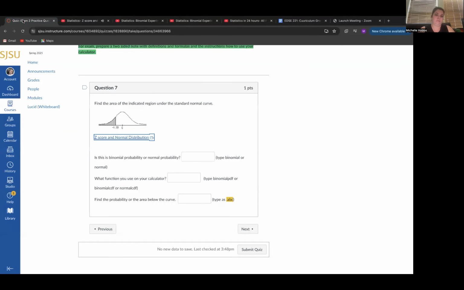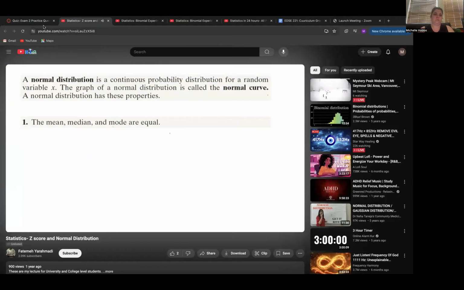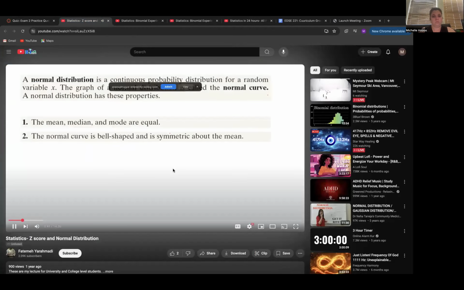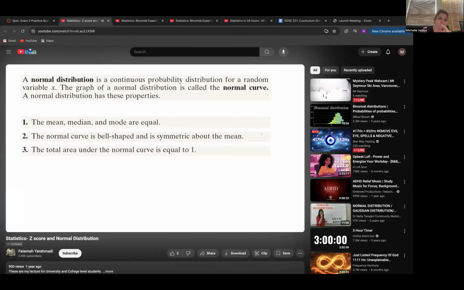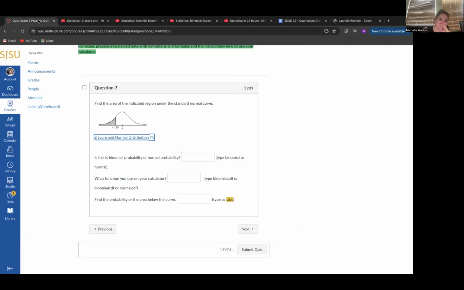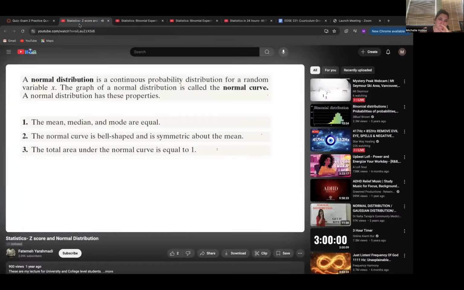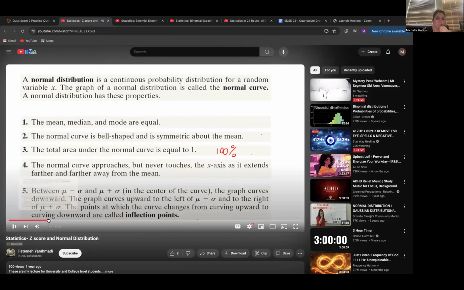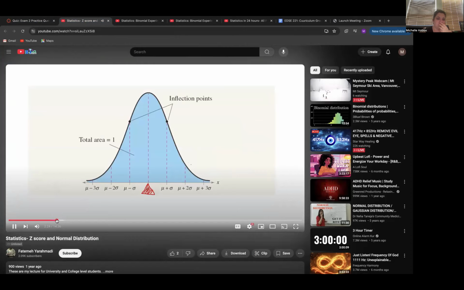A normal distribution has the following properties. First of all, the mean, mode, and the median are basically the same. The normal curve is bell-shaped and it is symmetric about the mean. The total area below the normal curve is 1 or 100%. The graph just shows the behavior of the curve or the function.